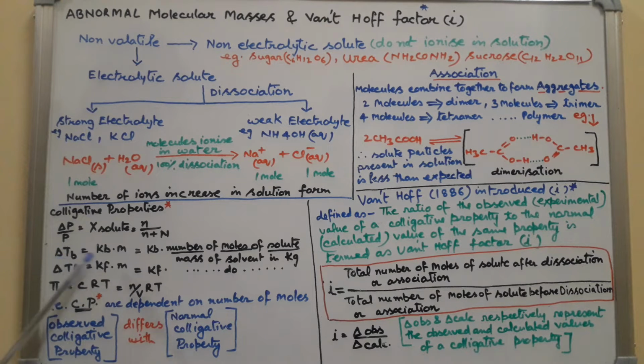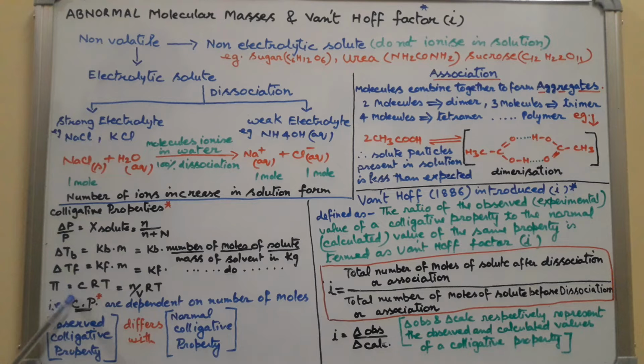Now this is what? Elevation in boiling point, which is equal to the ebullioscopic constant times molality. What is this molality? I have written here the number of moles of solute upon mass of solvent in kg. So how are we concerned here? We are concerned with the number of moles, that is, the number of particles. See, this is depression in freezing point, the cryoscopic constant times molality. It is the same. That's why I have written a dotted line here.